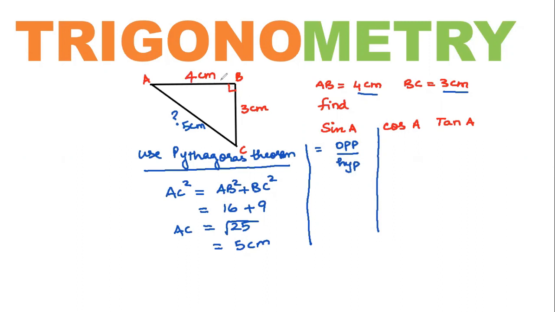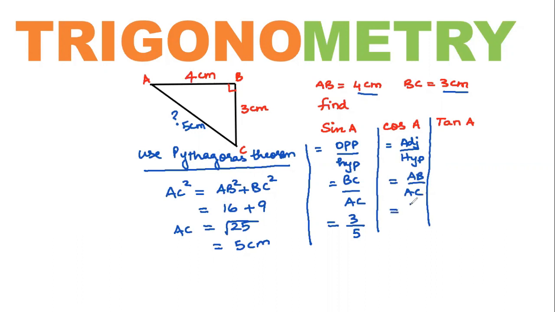The opposite of A is BC, and the hypotenuse is AC, so sine A is 3 by 5. Similarly, cos is adjacent upon hypotenuse, which is AB over AC, which will be 4 upon 5.